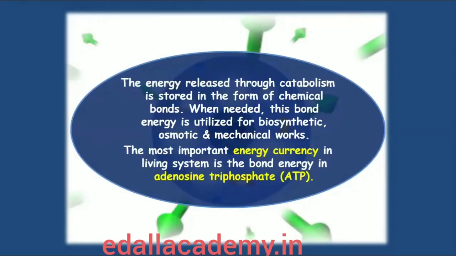Living organisms have learned to trap this energy liberated during degradation and store it in the form of chemical bonds. Energy made available in a catabolic reaction is immediately stored in ATP. As and when needed, this bond energy is utilized for biosynthetic, osmotic, and mechanical work that we perform. The most important form of energy currency in living systems is the bond energy in a chemical called adenosine triphosphate. It is generally called ATP.